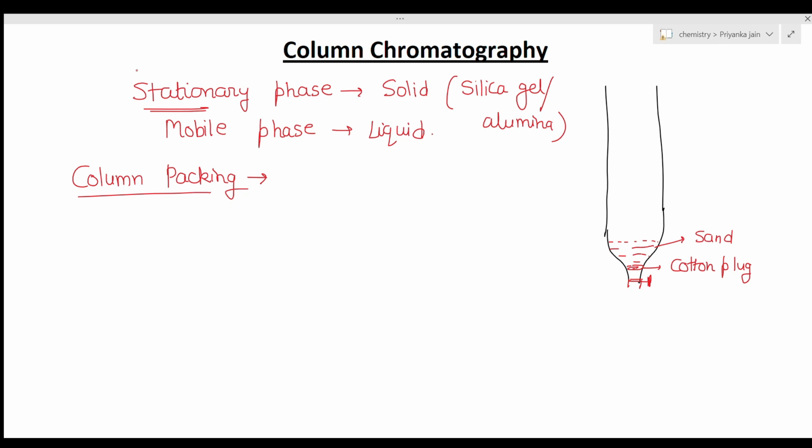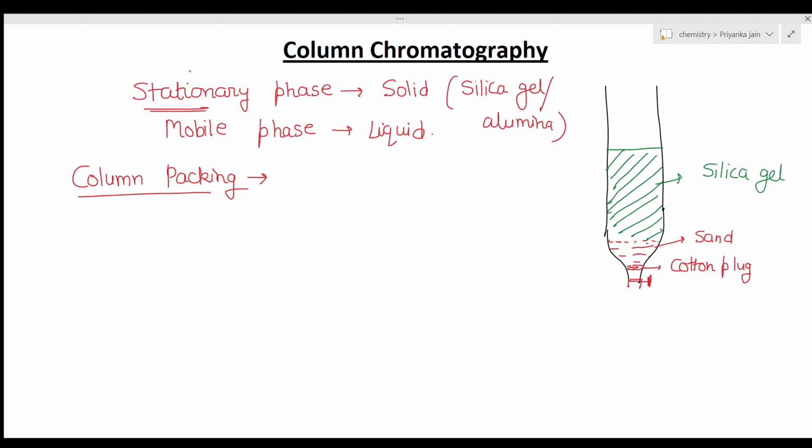Another function of sand is that it maintains the uniformity of the stationary phase. The uniformity of the stationary phase means the stationary phase will not move. It will remain as it is. Now, after placing the sand, we add the stationary phase. This will be our stationary phase. Actually it is solid, so we are showing it like this. This may be silica gel or this may be alumina. In more general cases, we use silica gel here.